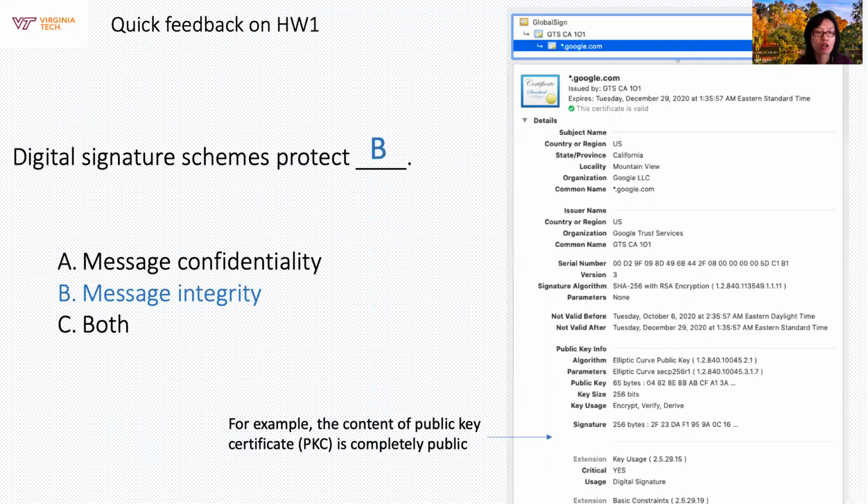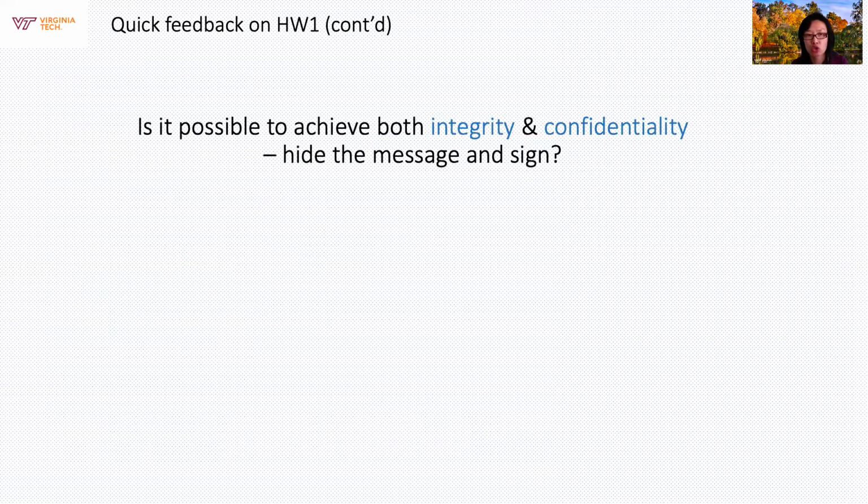A lot of people are confused. A digital signature scheme only protects message integrity. Look at the certificate. Everything is public. The statement is public, so that the verifier can hash it and then confirm the digital signature. It's very important: a digital signature does not provide confidentiality.